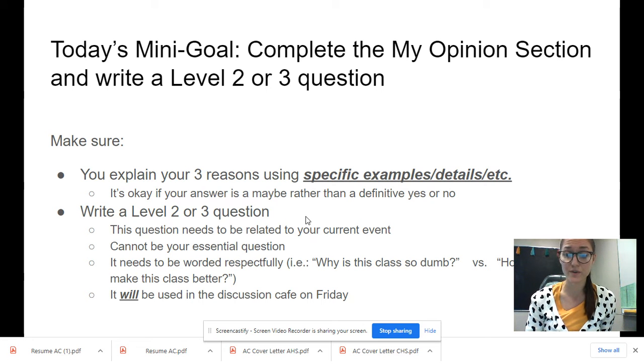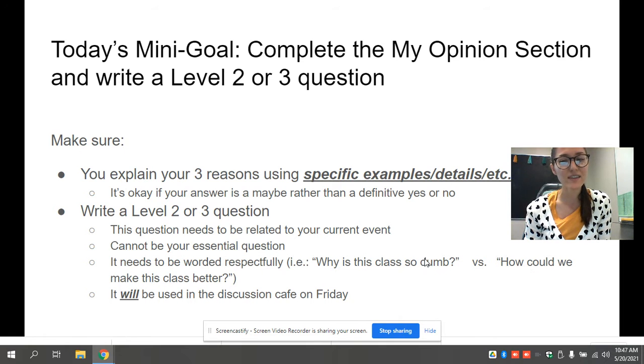It needs to be worded respectfully. So I did 2 examples of questions that are getting at the same thing. They have the same goal, but one is worded better than the other. Okay, one's worded a little bit more respectfully. So for example, why is this class so dumb? Not very respectful, versus how can we make this class better? Both of them are trying to point out maybe some negatives of the class and how it can be improved. Why is this class so dumb is kind of disrespectful, versus how can we make this class better, right? So just make sure that your question is worded respectfully, and remember that it will be used in the discussion cafe or discussion Padlet on Friday.